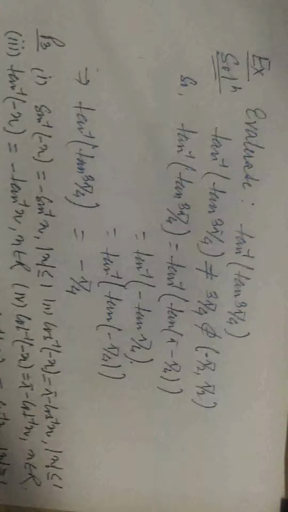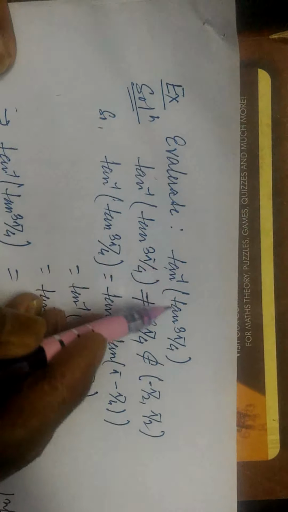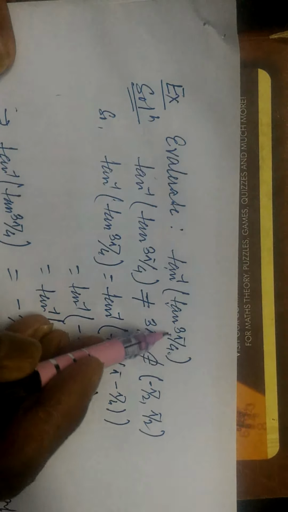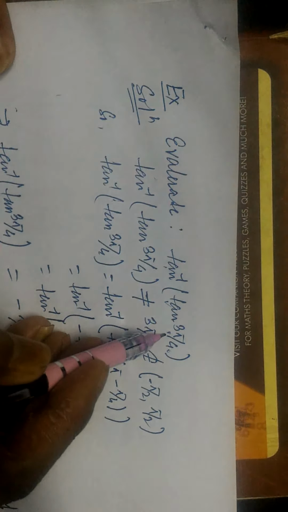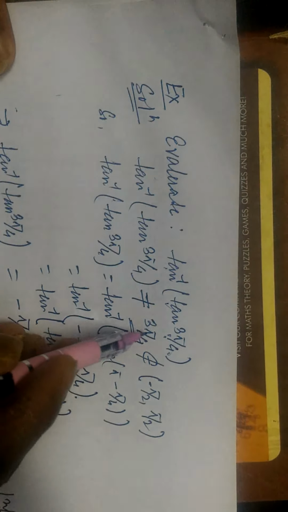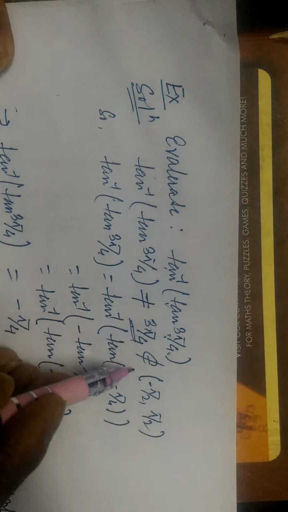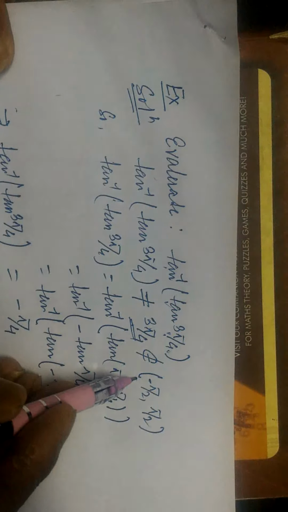So we'll see with the help of an example how we apply this. Our question is: evaluate tan inverse tan 3 pi by 4. We cannot write tan inverse tan 3 pi by 4 as 3 pi by 4. Why? Because 3 pi by 4 does not belong to the principal value branch. Here it should be in between minus pi by 2 to pi by 2.